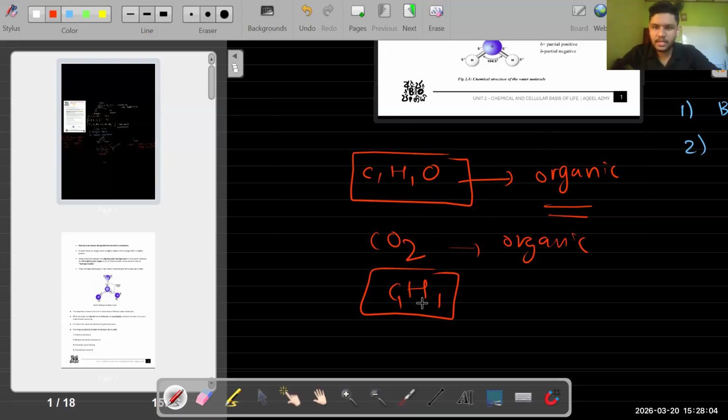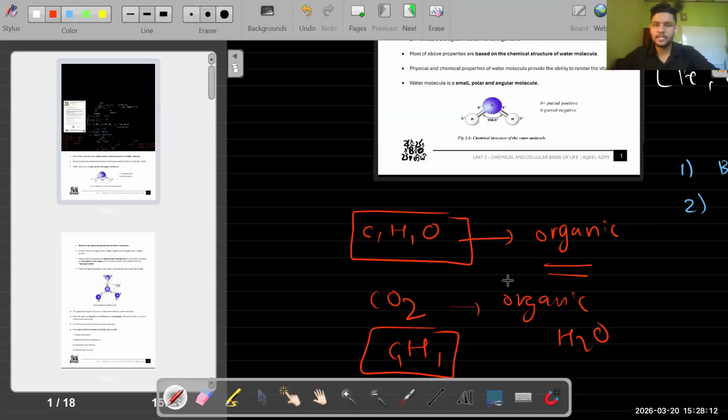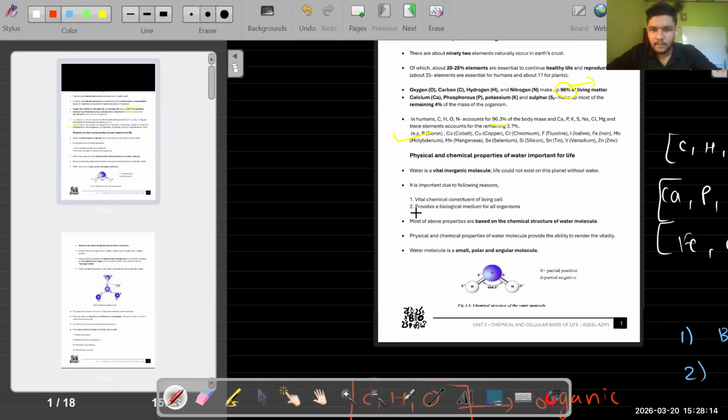So if you see, water has H2O, which means it does not have a carbon. Minimum requirement, carbon or hydrogen should be present. So it is considered to be an inorganic molecule. It is important due to two reasons. What are they? Vital chemical constituent of living cell.